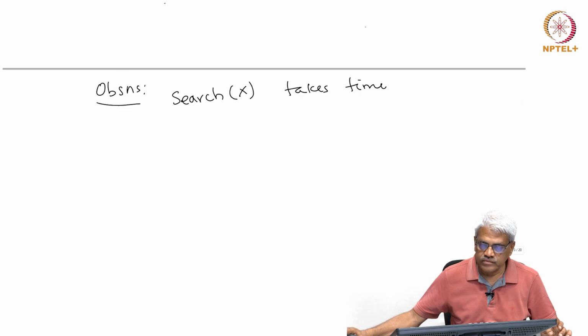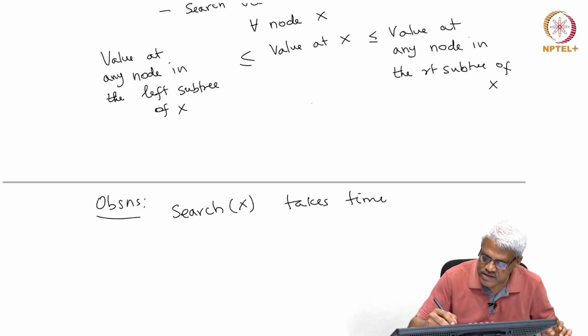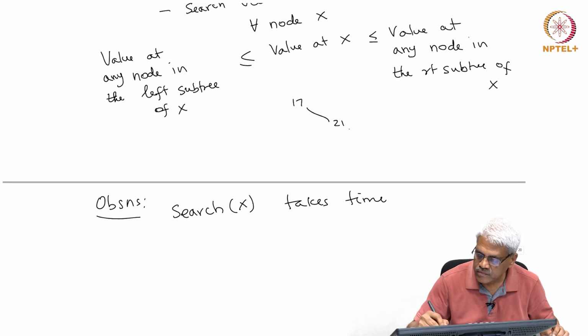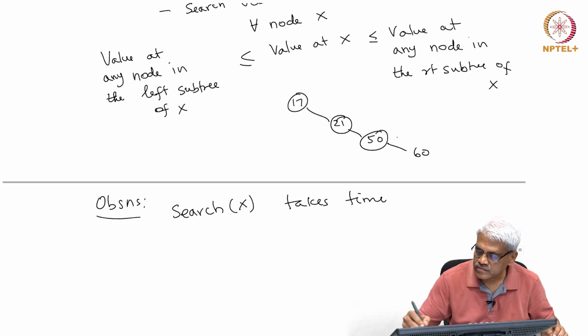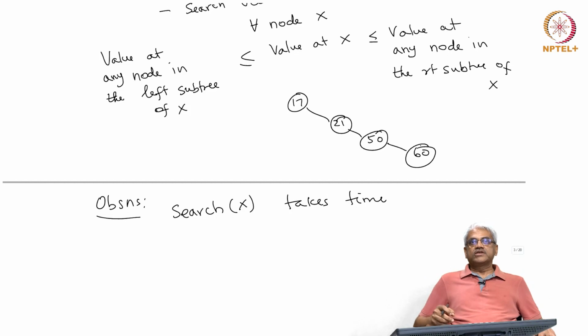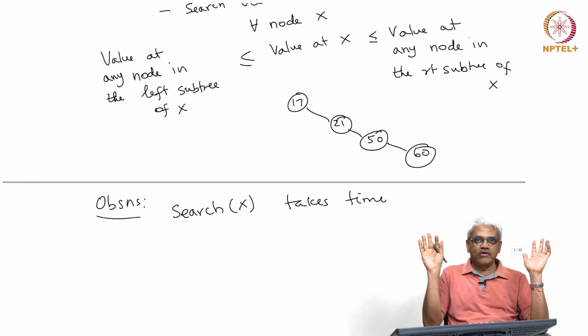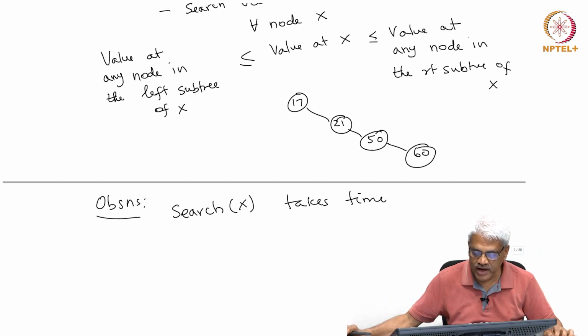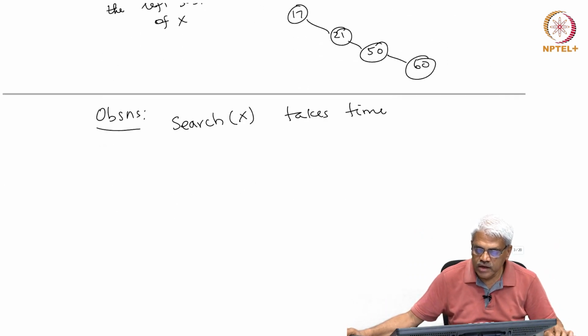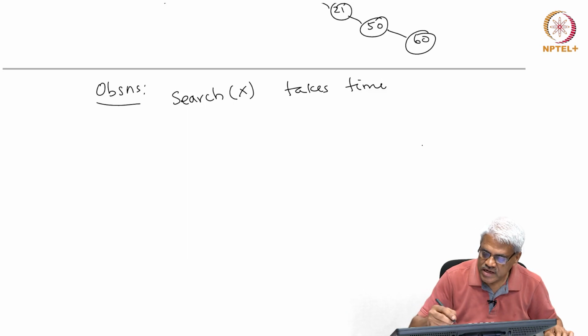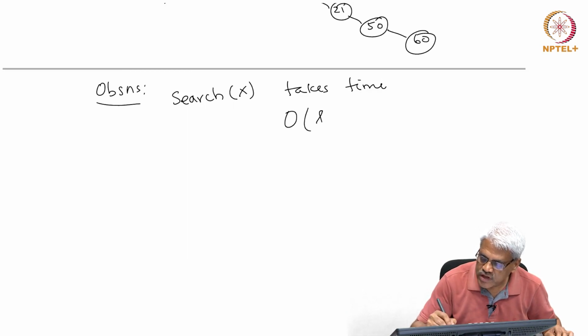So, for example, here is another binary search tree. It satisfies all the properties I mentioned, but it's not a nice binary search tree. You understand what I mean by nice, we'll get there. So how much time search takes is proportional to the height of the tree.